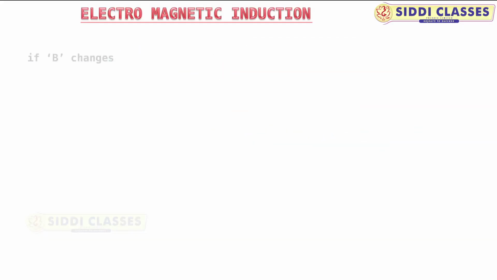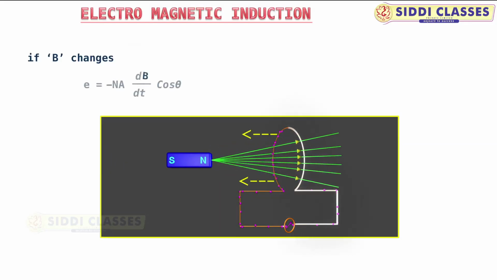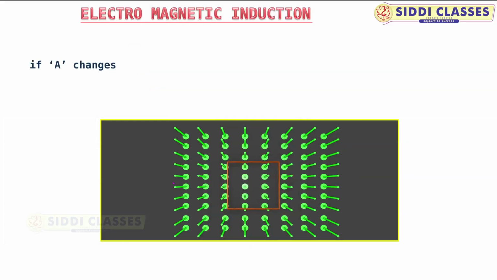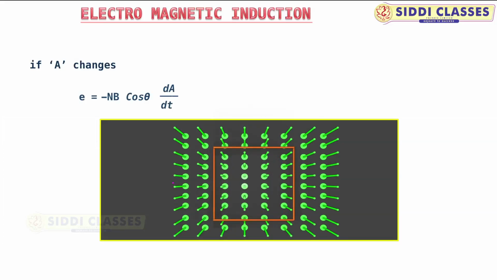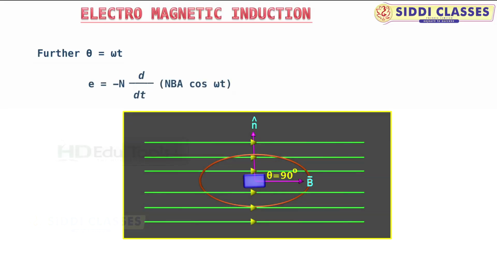Suppose we consider the magnetic induction changes, then we can write induced EMF E equal to minus N A dB by dt cos θ. If area changes, this can be written as E equal to minus N B cos θ into dA by dt. And further, θ can be written as ωt, where ω is the angular frequency and t is the time, and induced EMF E equal to minus N d by dt of NBA cos ωt.